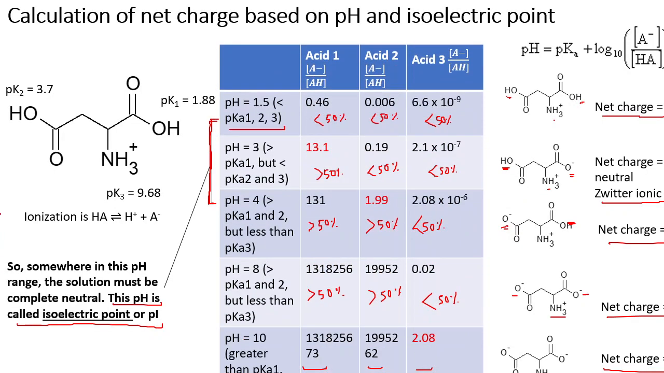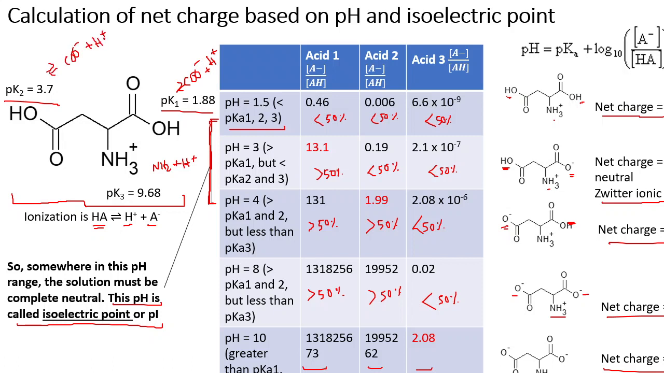We took an example of aspartic acid. This is aspartic acid right here. It has three different pKs. This is the pK of 1.88. This acidic side chain group has a pK of 3.7, and the amino group has a pK of 9.68. As we mentioned, ionization means HA forming H plus and A minus. That is, this group will form COO minus and H plus, this will form NH2 and H plus, and this will form COO minus and H plus.